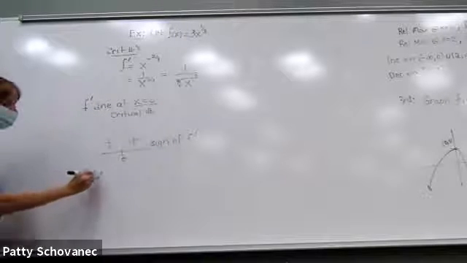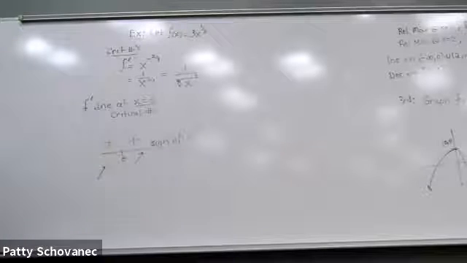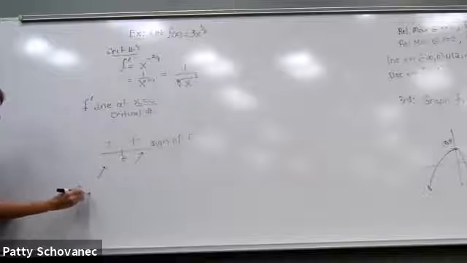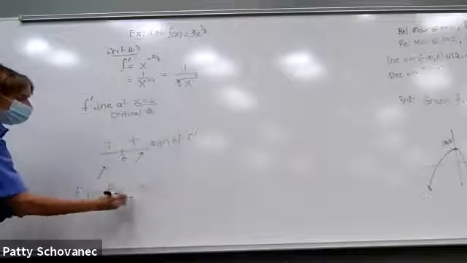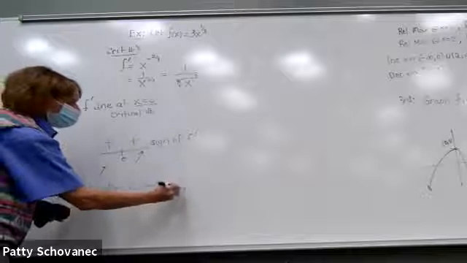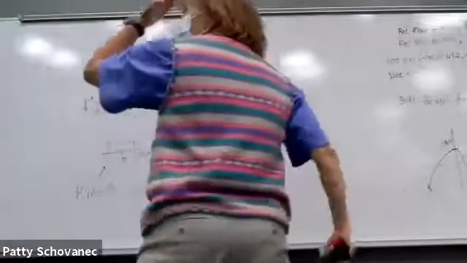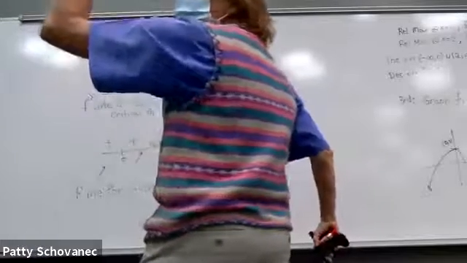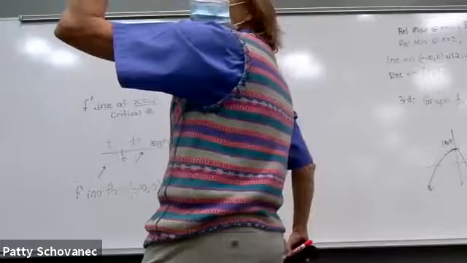That means my graph increases everywhere except at x is 0. So I would say f increases from minus infinity to 0, and then again from 0 to infinity. So the graph looks like this. But how could that be a critical number? What happens there at 0?